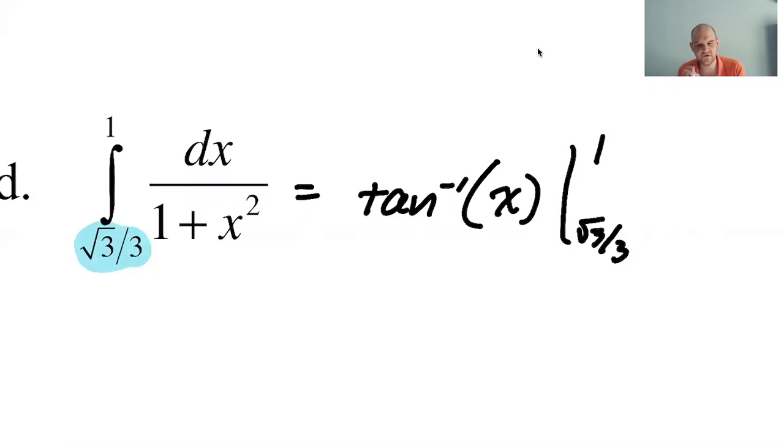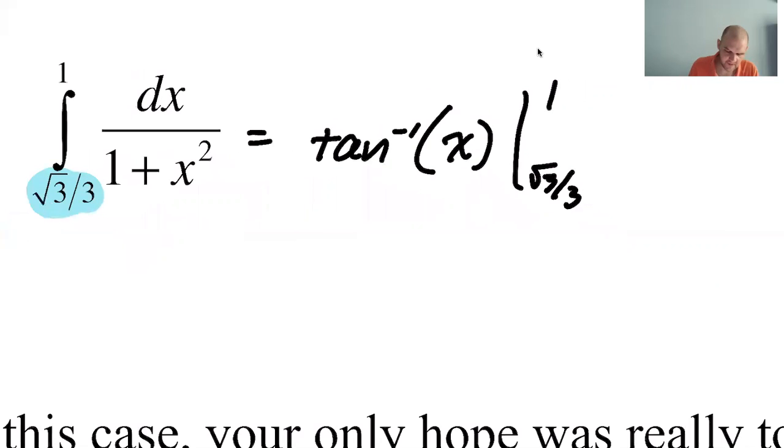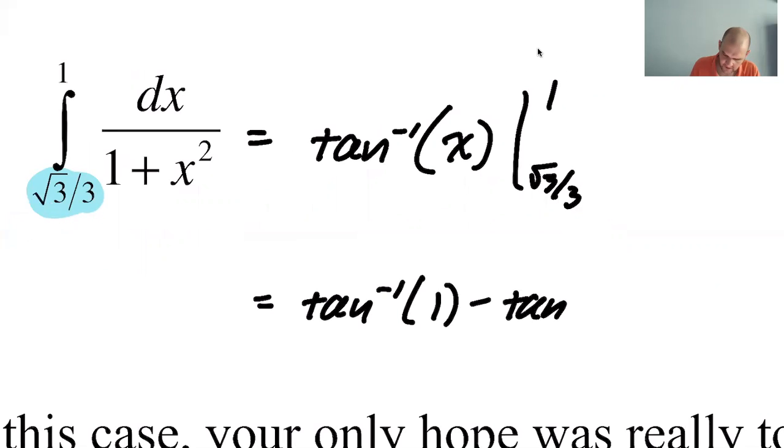So maybe there's a sine or a cosine hanging around here somewhere. In this case, radical 3 over 3, that's the tangent of something. So maybe there's a tangent, an arctan, something hanging around. And in this case, there was. But now you've got to remember your arctan. So it's the arctan of 1 minus the arctan of root 3 over 3.